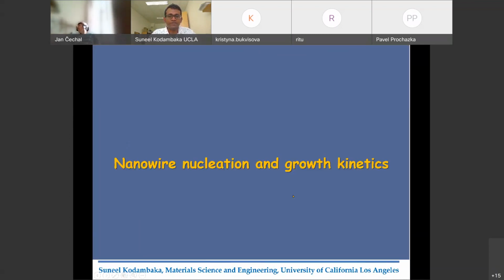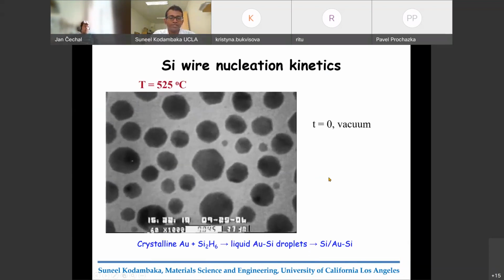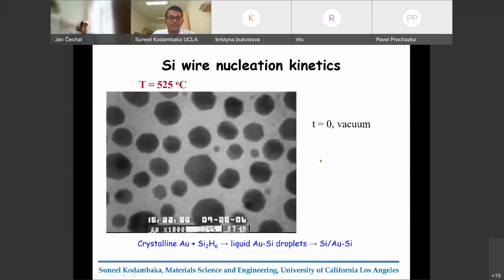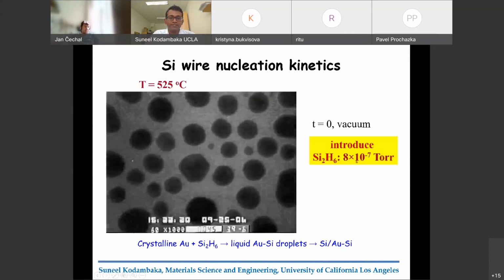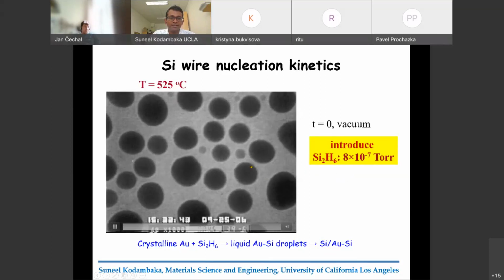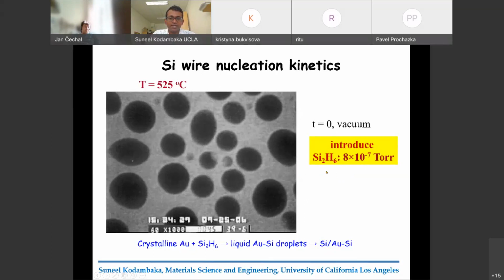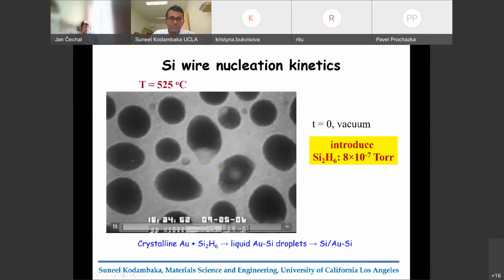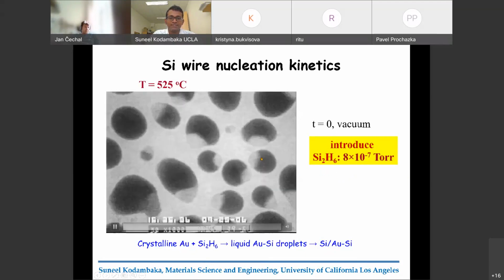Okay, so now let me come to the details of how these nanowires grow and how electron microscopy can help quantify the observed phenomena. You have seen this video before. Let me play it to you again. Initially, this is in ultra high vacuum, and it's a solid gold catalyst, pure gold catalyst. Now we introduce disilane, and immediately it starts forming liquid droplets. As the disilane is continued, you start seeing the nucleation of this lighter contrast material, and that is silicon.